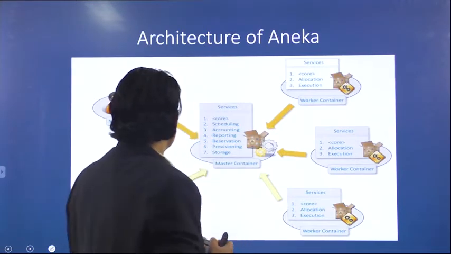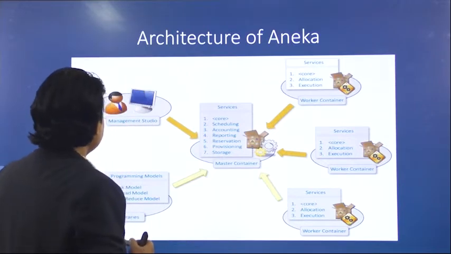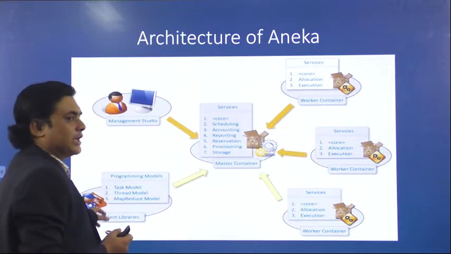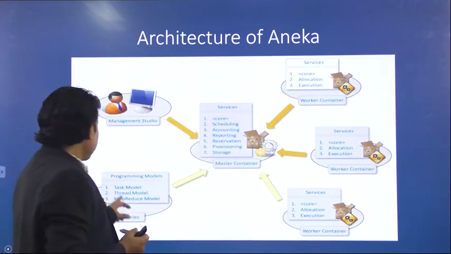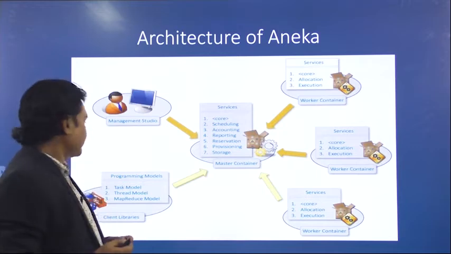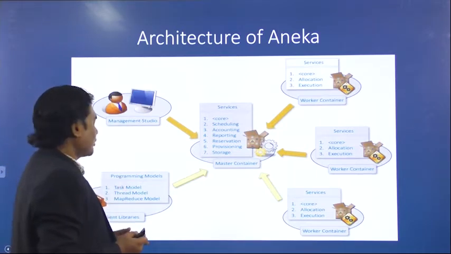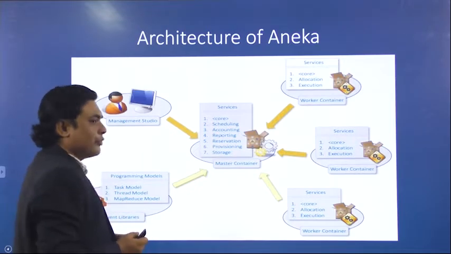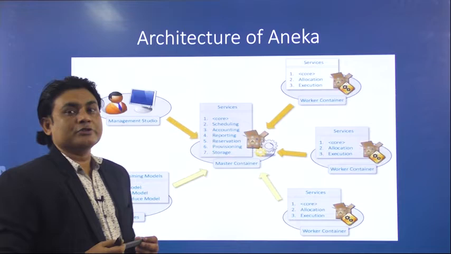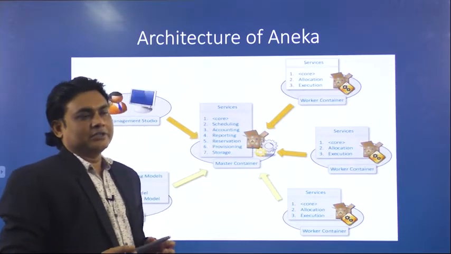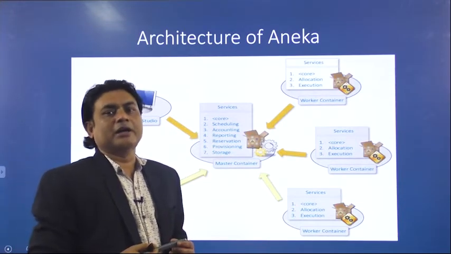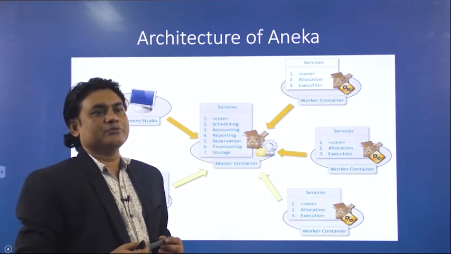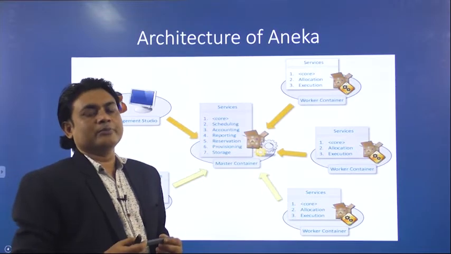Here, if you see this architecture, we have different services given. This is for the client people. So suppose you are the client. The clients will have various client libraries, and they can have different programming models, like task models, thread models, and MapReduce models. So you can also implement the MapReduce task. Last class we discussed how the MapReduce programs work, and for that MapReduce task operations are used to run the MapReduce application.